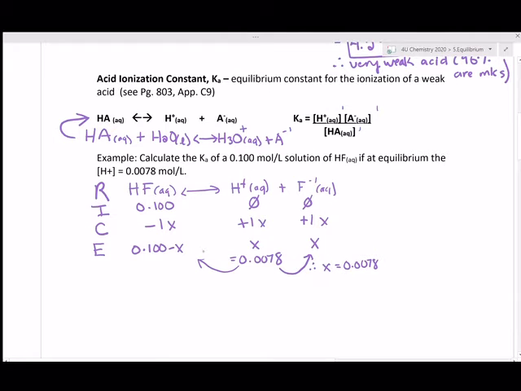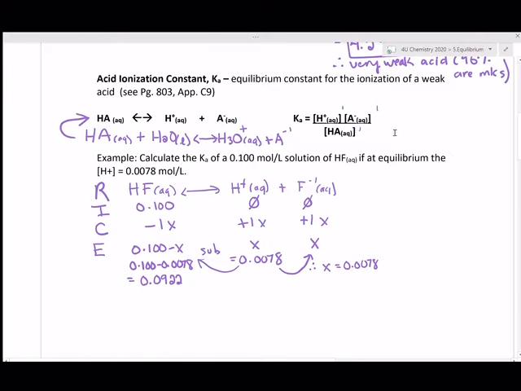And over here, if we sub 0.1 minus 0.0078, this is going to equal 0.0922. Okay, now we have all the concentrations at equilibrium. This is our equilibrium law equation up here. So now we can solve for Ka.